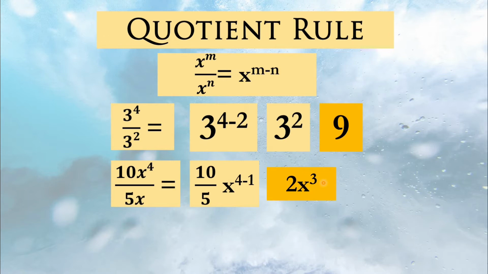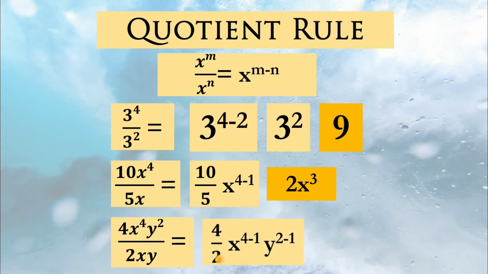Okay, next one. We have a more complex one. We've got 2 variables, x and y. So we have 4 x raised to 4 y squared over 2xy. So we divide the numbers: 4 divided by 2, and then do the quotient rule here. Same base, copy the base, subtract the exponents. 1 is the exponent because it's not written, it's not visible, so 4 minus 1 there. And then y, copy the base, y, and then subtract 2 and 1. That's why you've got 2 minus 1 there. So to simplify, 4 divided by 2 is 2, x raised to 3, and y. 2x cubed y.